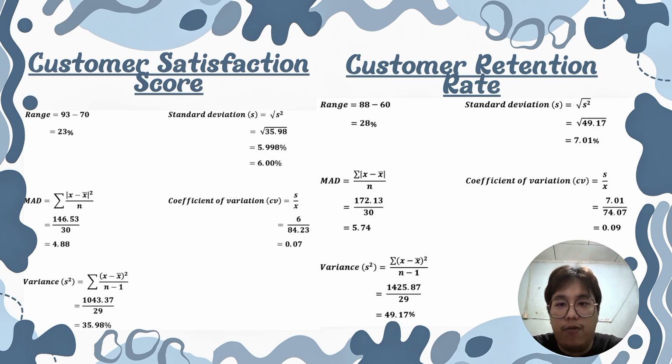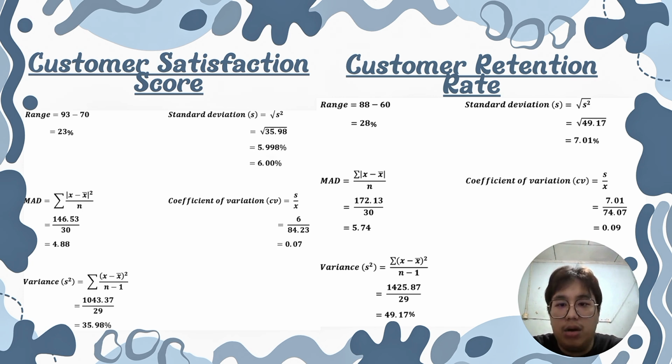Moving on, we have variance and standard deviation, which are more precise statistical tools to measure spread. The variance for satisfaction score is 35.98%, while for the retention rate, it's higher at 49.17%. Similarly, the standard deviation for satisfaction score is 6%, while retention rate has a higher value of 7.01%. These values tell us the same story. Customer retention rates fluctuate more than satisfaction score across the sample.